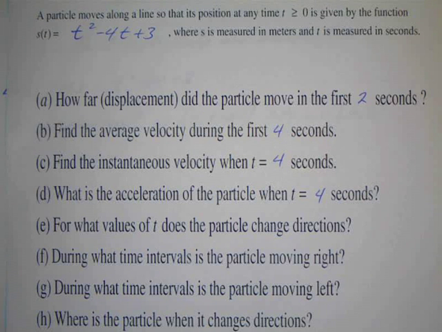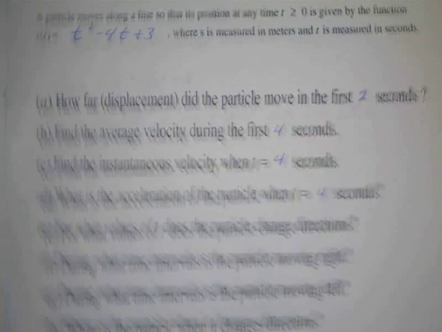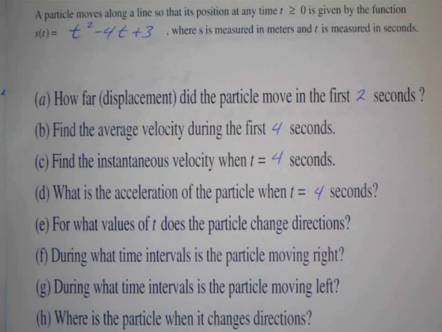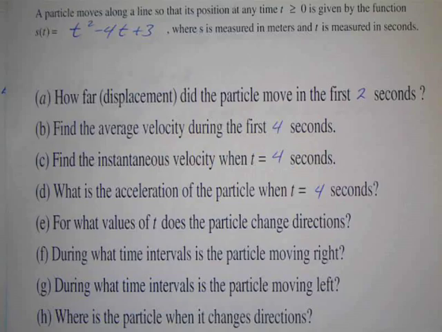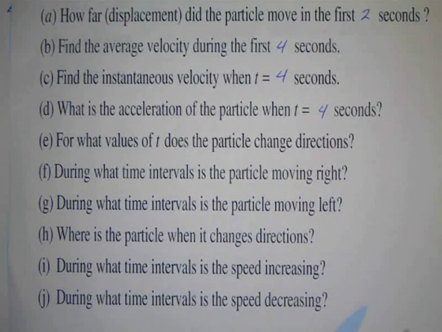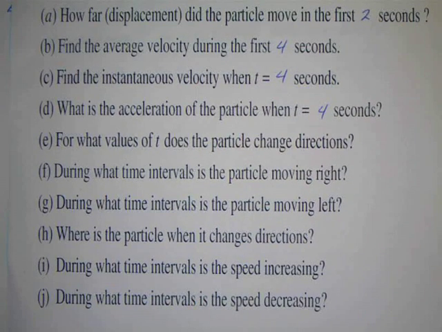So s as a function of time equals t squared minus 4t plus 3, where s is measured in meters and t is measured in seconds. So we can talk about the displacement, the average velocity or average rate of change, the instantaneous velocity, the acceleration, all these other questions too. For what values of time does the particle change directions? During what intervals is the particle moving right, left? Where is the particle when it changes directions? During what time is the speed increasing? During what time is the speed decreasing? A lot of questions we could ask, and we know how to answer. So let's get to it.